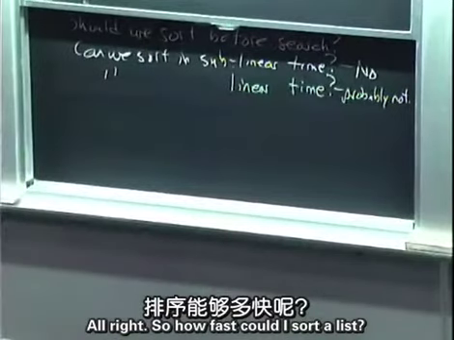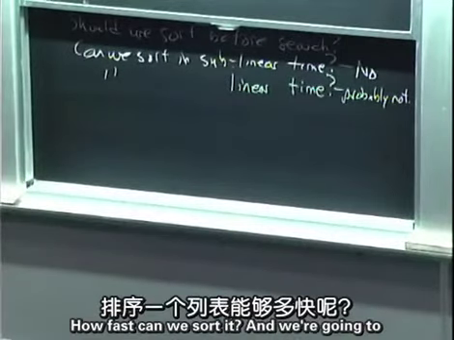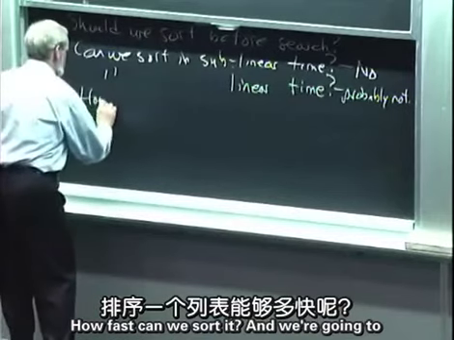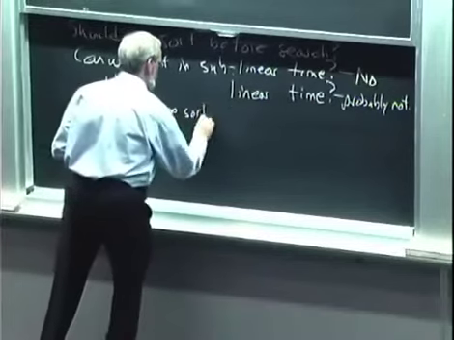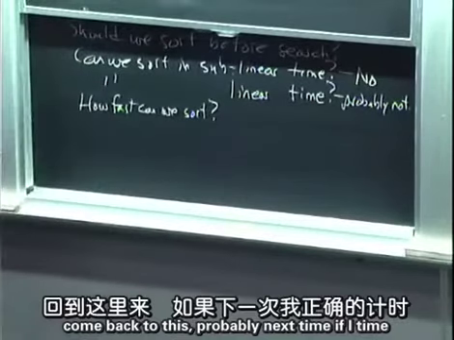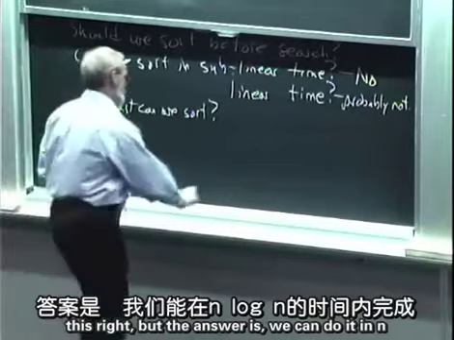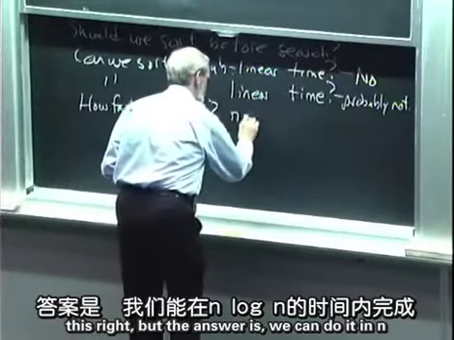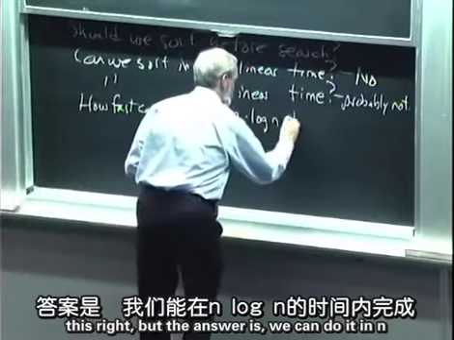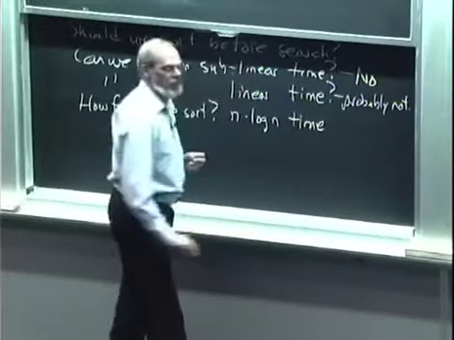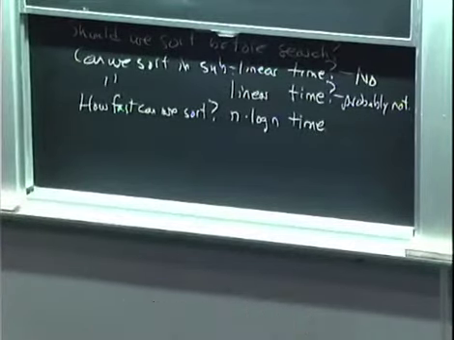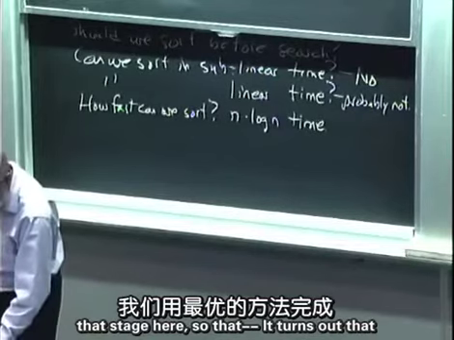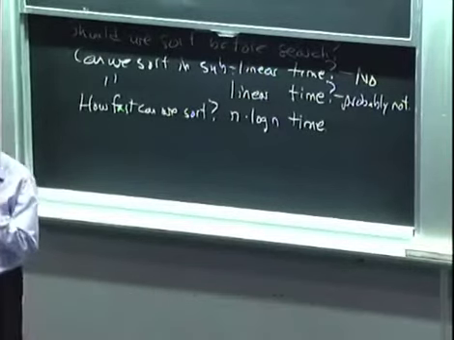All right. So how fast could I sort a list? All right, how fast can we sort it? And we're going to come back to this probably next time if I time this right, but the answer is we can do it in n log n time. We're going to come back to that, right? I want to sort of set that stage here. So it turns out that's probably about the best we can do. Where again, n's the length of the list.